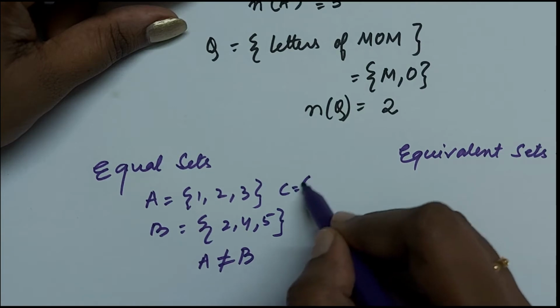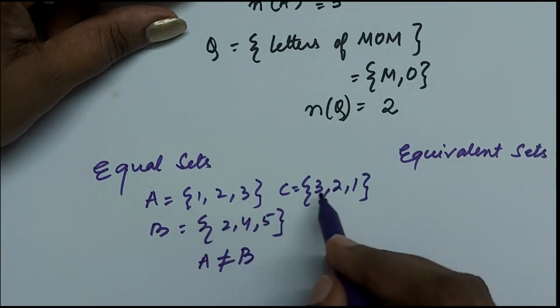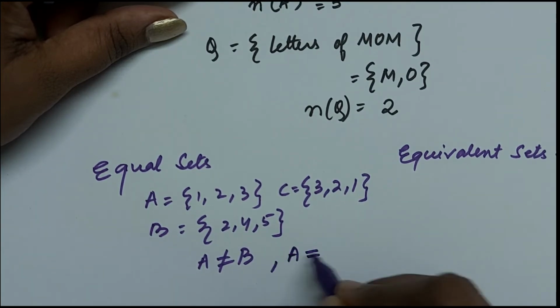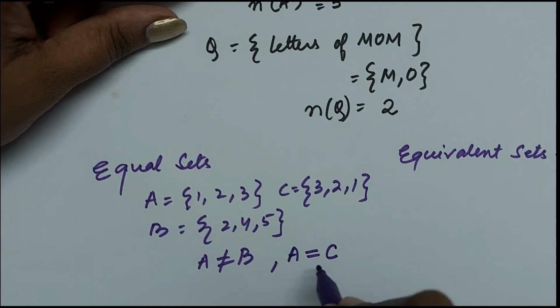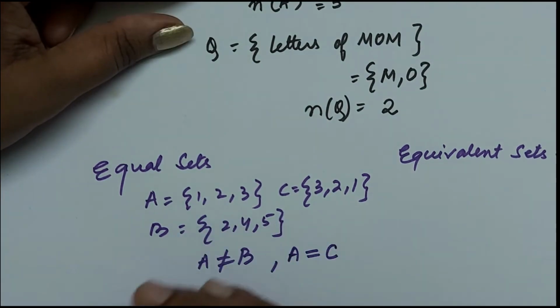Suppose we have set C which has 3, 2, 1. So you can see 1, 2, 3 and 3, 2, 1. The elements are the same. So I can say that set A is equal to set C. This is the symbol of equal. So equal sets mean the elements have to be exactly the same.